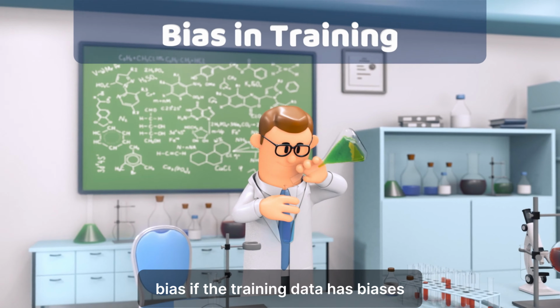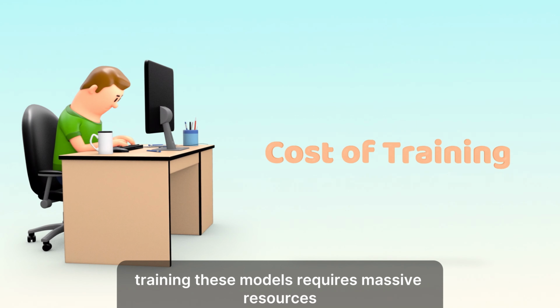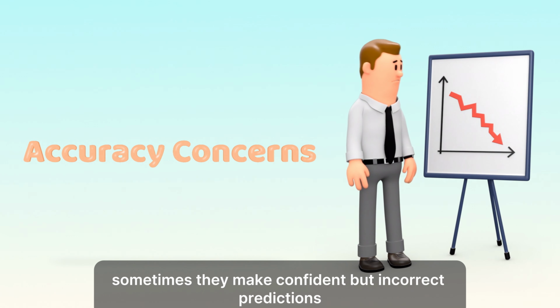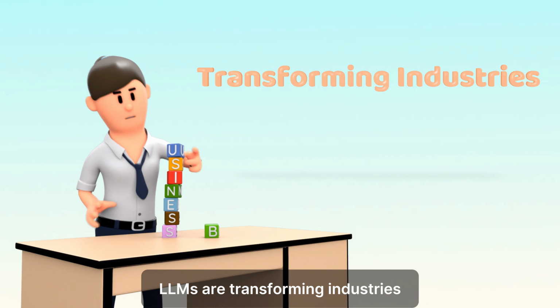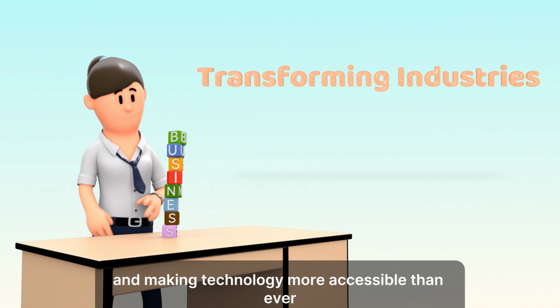Bias: if the training data has biases, the model might too. Cost: training these models requires massive resources. Accuracy: sometimes they make confident but incorrect predictions. Opportunities: despite these challenges, LLMs are transforming industries and making technology more accessible than ever.